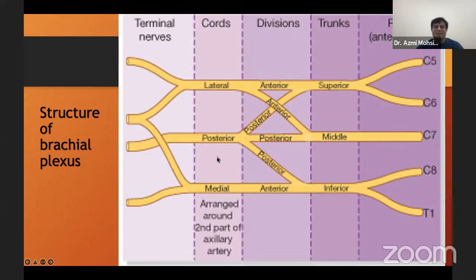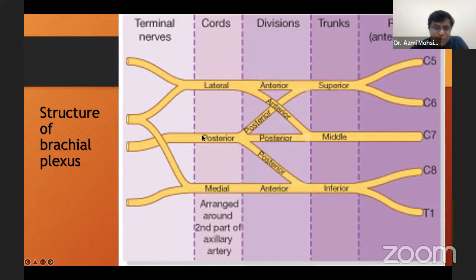Now, important is this: the axillary artery, which is one of the main contents of the axilla, is divided under the cover of the tendon of pectoralis minor. It's divided into first, second, and third parts. The first is proximal, and the third is distal to the pectoralis minor. So all the cords are in close relation with the second part of the axillary artery.